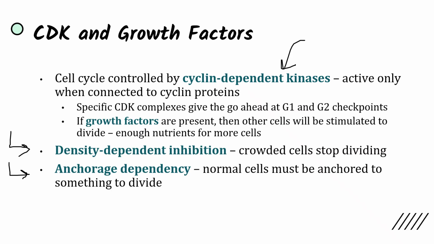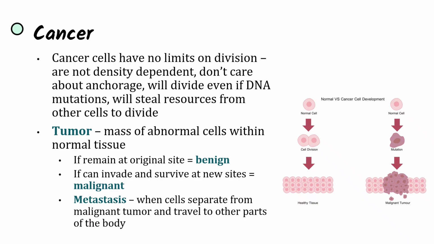And also anchorage dependency. The cells must be anchored to something to divide, because we don't want dividing cells to end up in the wrong place of the organism. They have to be dividing in the certain place where they're going to be performing their function. They have to be anchored to divide. And what happens when something goes wrong with the checkpoints or the CDK complex, then there's a chance that we can get a tumor, which is a mass of abnormal cells within normal tissue.